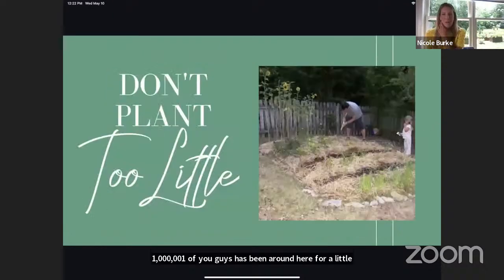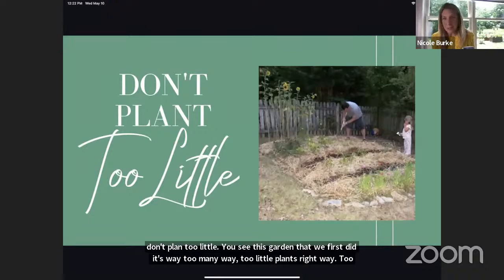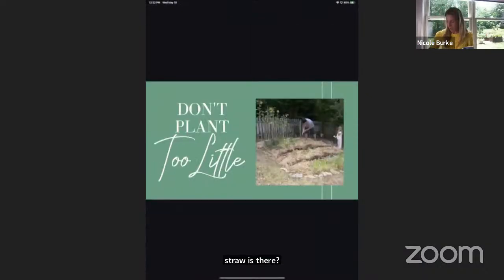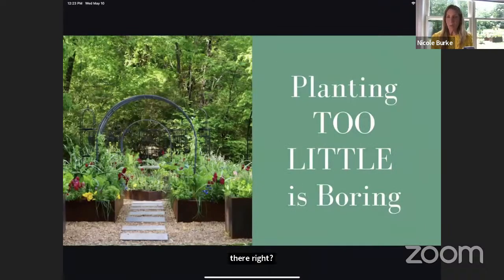All right. So my mistake that I see the most often is you plant too little. Don't plant too little. I'm going to tell you why. You see this garden that we first did? It's way too little plants, right? Way too much soil space. You guys were asking why all the straw. Well, all that straw is there because we had all this open soil and it was drying out. So we put straw on there to try to protect the soil because there weren't any plants there, right? So when you plant too little, it's so boring.